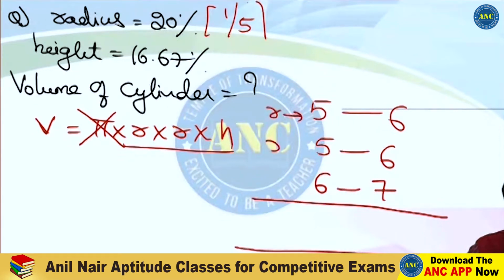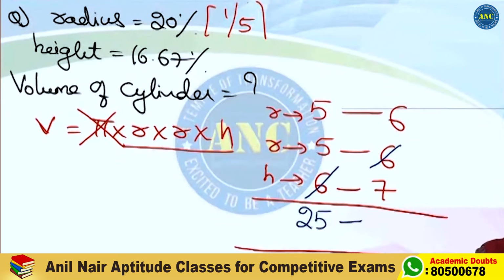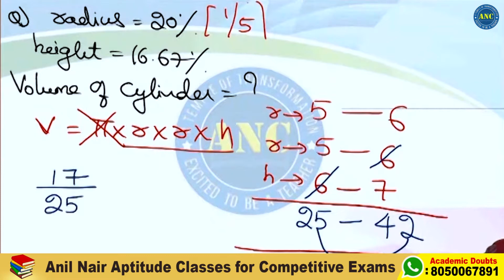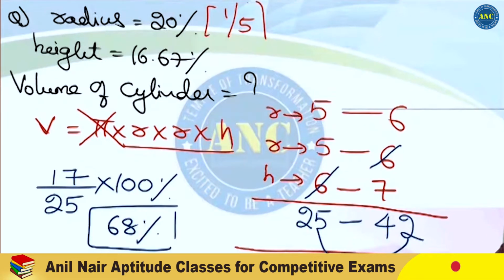These for R, these for R, and these for H. Pi R square H. Now see here. Listen carefully. 6 and 6 can be eliminated. 5 fives are 25. 6 sevens are 42. 25 became 42, a 7 increase. 7 out of 25 is nothing but 68%. The volume is increased by 68%. I hope the idea is clear.